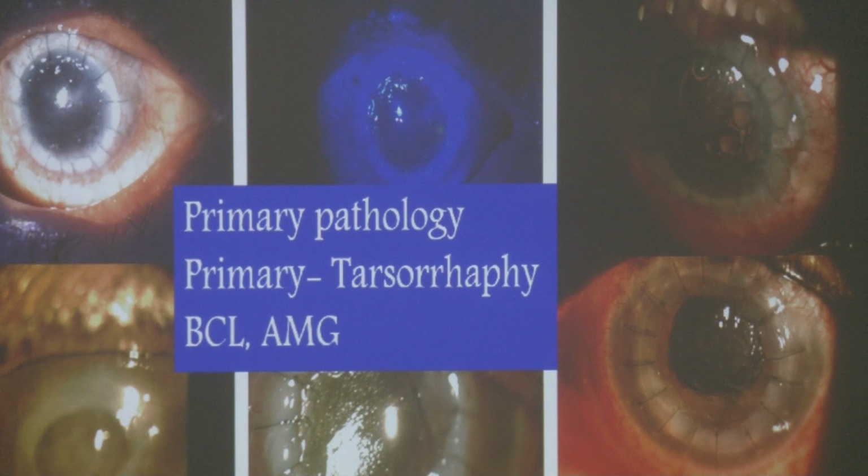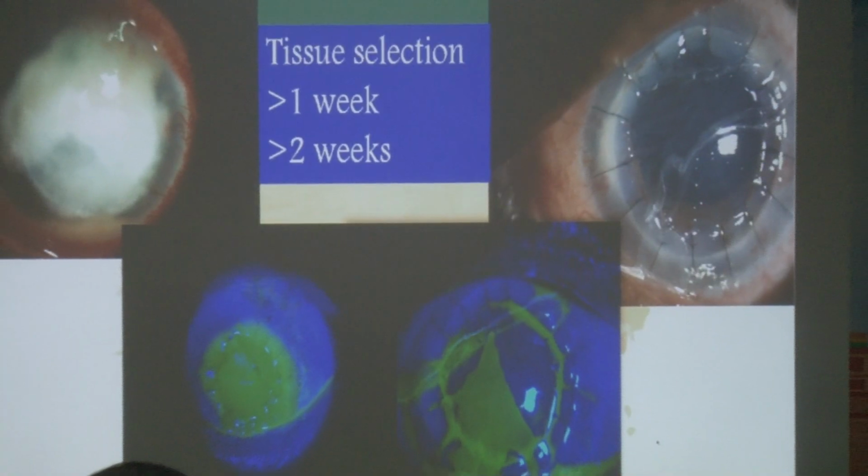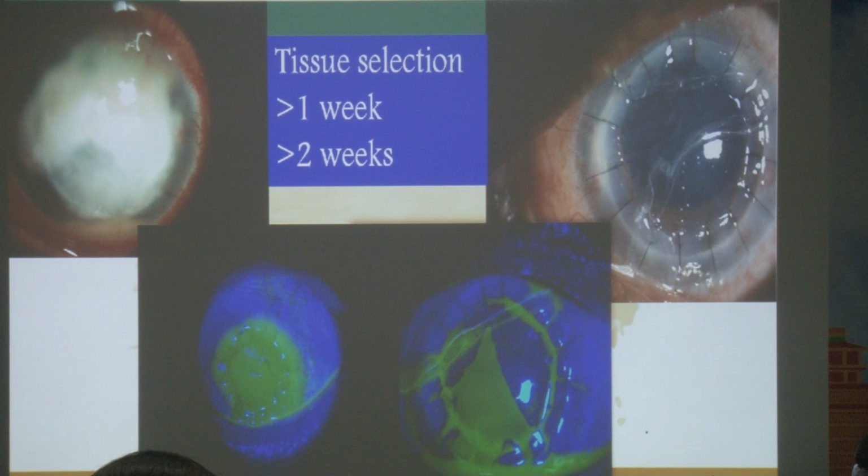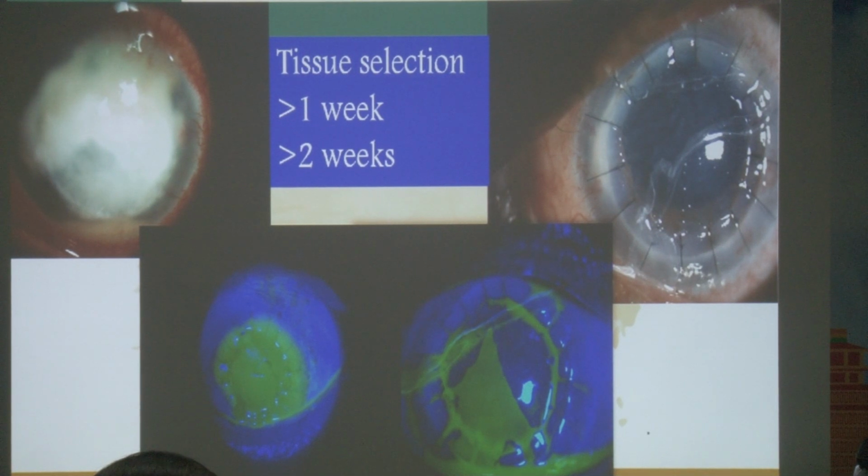Similarly, this was a case of Sjogren syndrome. So whenever we have a primary pathology like this, we should go for good tissue, preferably not with an epithelial defect. And we need to stain this graft regularly to ascertain that the epithelial healing is going on or not. What I practically follow, if the epithelial defect has not healed by 1 week, I go for PCL application. And if it had not healed by 2 weeks, then I go for tarsorrhaphy.